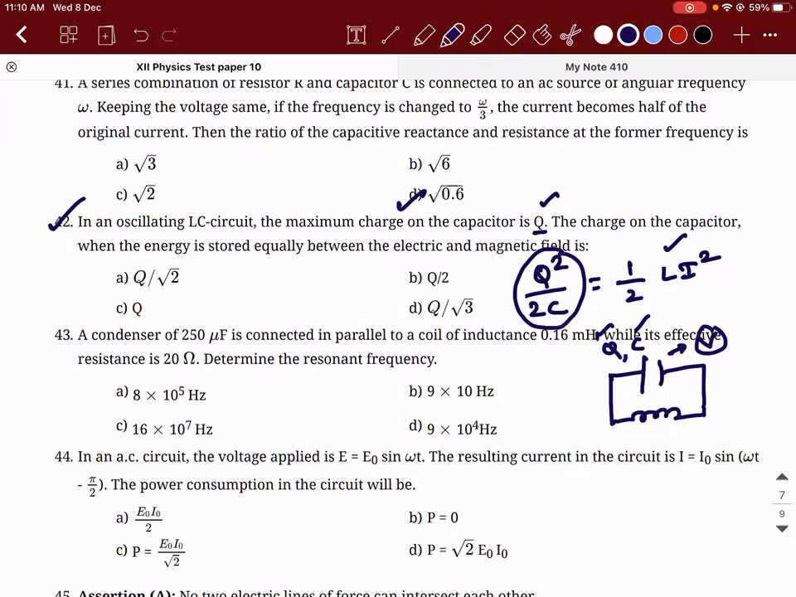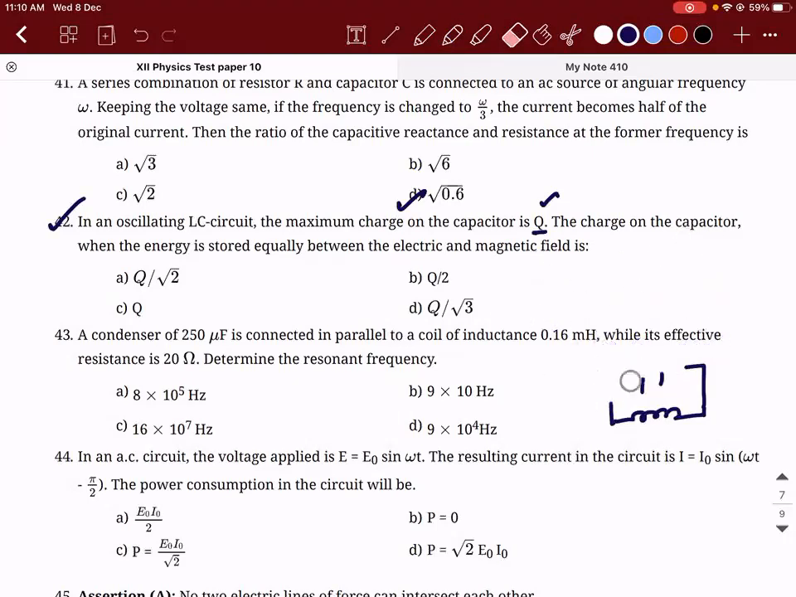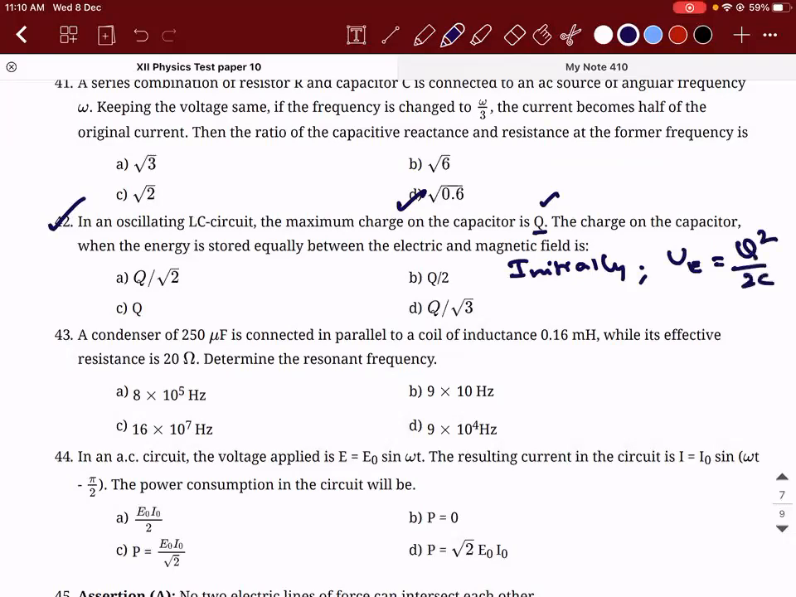Okay, let's think of the logic. So initially, what will happen? Initially, what will be the energy that will be present? Will it be energy present in the electric field form or magnetic field form in an LC oscillator? Just now I told you, it is a capacitor that is fully charged. So UE will be equal to how much? Q square divided by 2C.